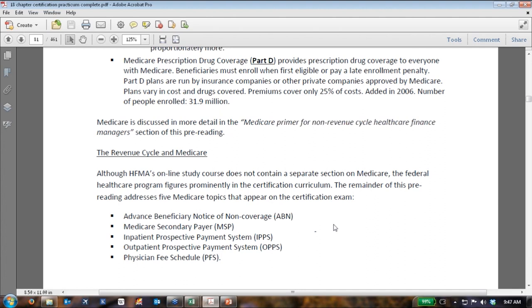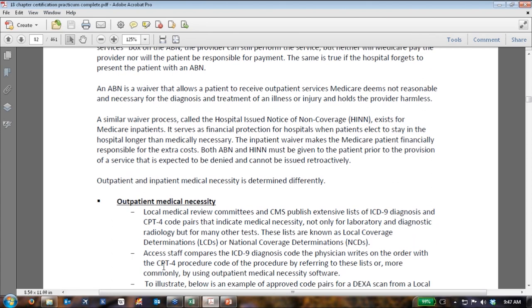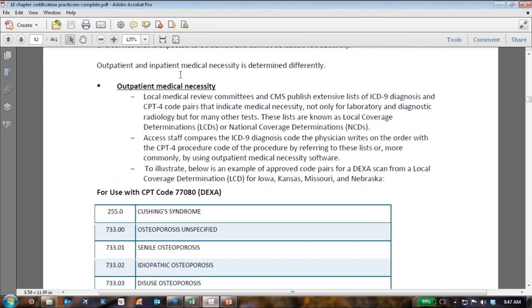So that's really what the text here talks about in more specificity. It talks about outpatient medical necessity and these code pairs that get denied. These code pairs initially come from local coverage determinations where local medical review committees establish these lists, and that have since also been turned into national coverage determinations, or NCDs, but it all started at the local level. That's how Medicare wanted it, so as to give local doctors a say in what Medicare pays for or not.